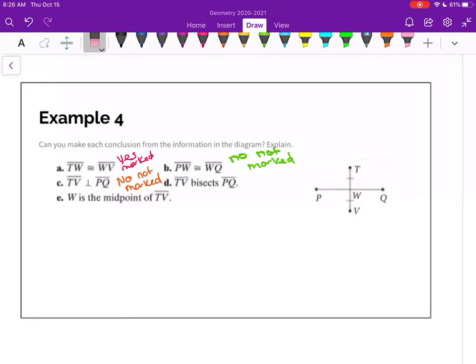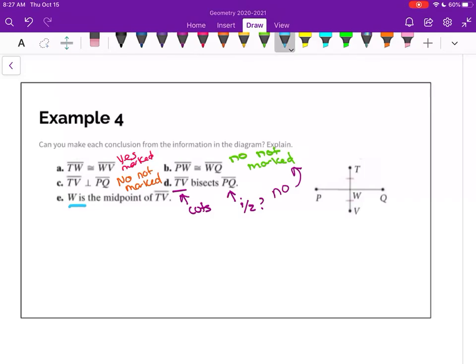TV bisects PQ. Okay, let's talk about this. So TV, this is the thing: is this cutting this in half? That's what it's asking. The first one is the thing that cuts, and this is the thing that is cut in half. So it's asking me, is that cut in half? And the answer is no. For this one, the answer is no because of part B. We said PW is not congruent to QW.